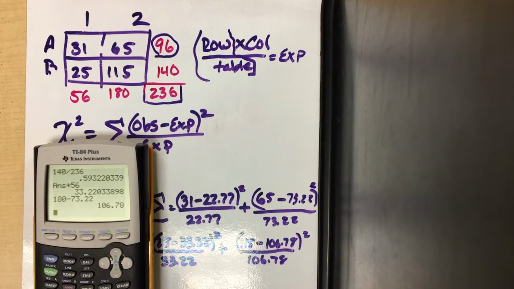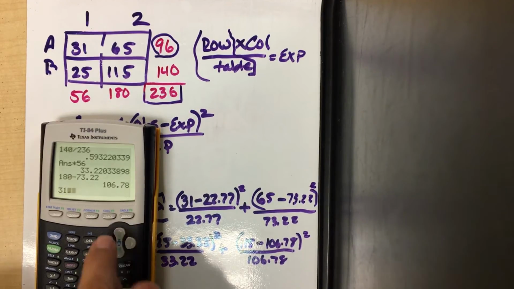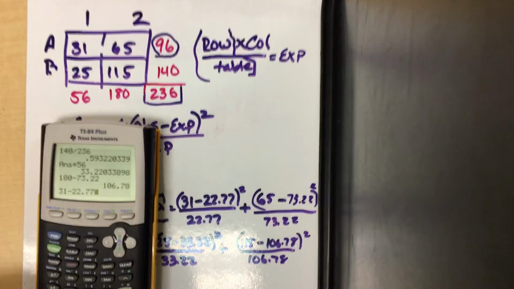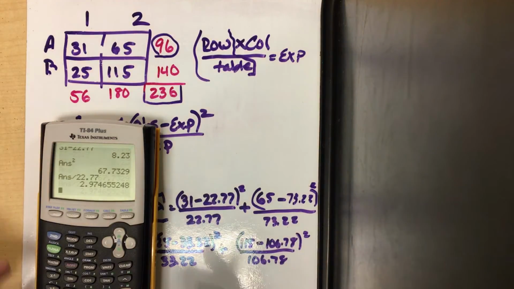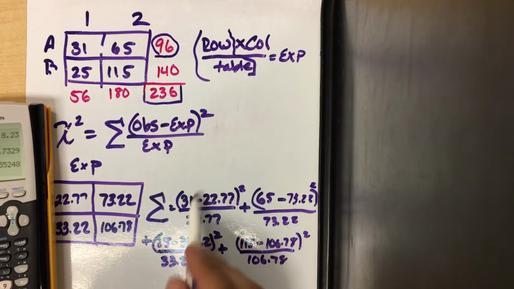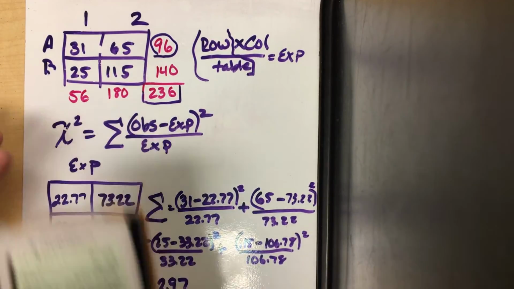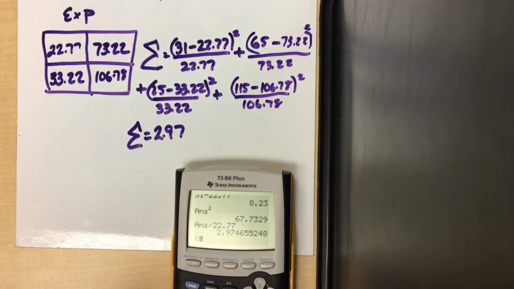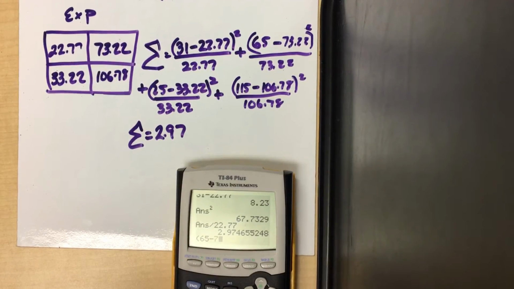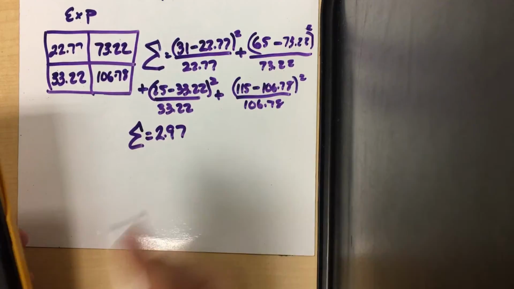So I'm going to go 31, am I on the screen? Yep, 31 minus 22.77. And then we're going to square that, and we're going to divide that by 22.77. So what do I get? 2.97. So this first value is 2.97. And I'll just go ahead and do a couple more. So then I'll do the next one. So we'll do it all at once here. We'll go 65 minus 73.22 squared divided by 73.22. And that one is 0.9228.